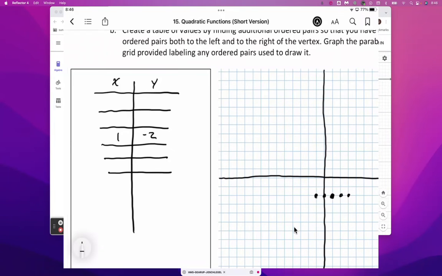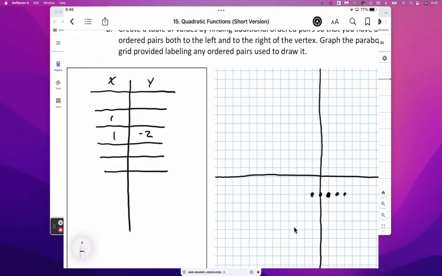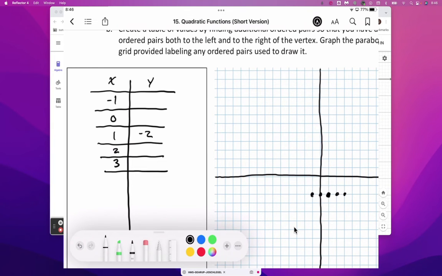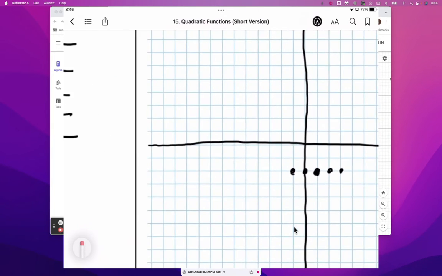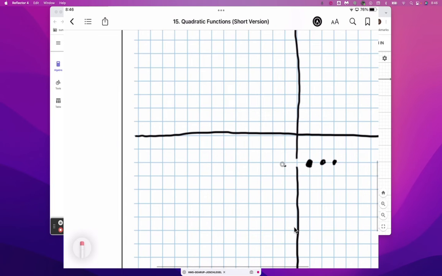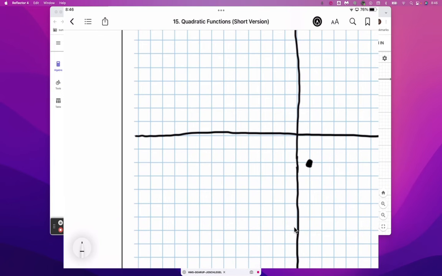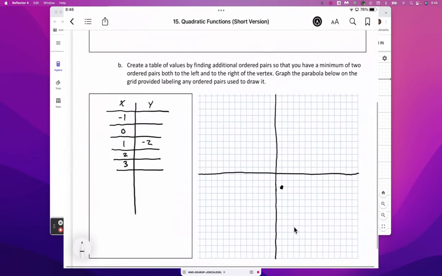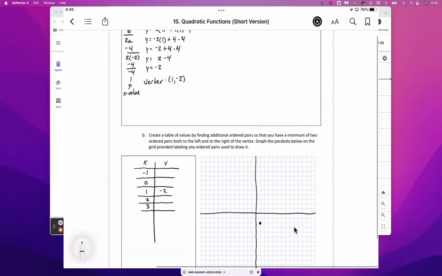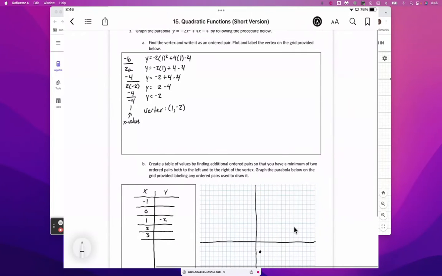So to the left, I could use 0 or negative 1. To the right, I could use 2 or 3. And now remember, everyone, these parabolas are symmetrical. I am going to go through the work of doing all of these points, but recognize that if you get the left side done or the right side done, you can just flip it over and it's going to be the same because parabolas are symmetric.